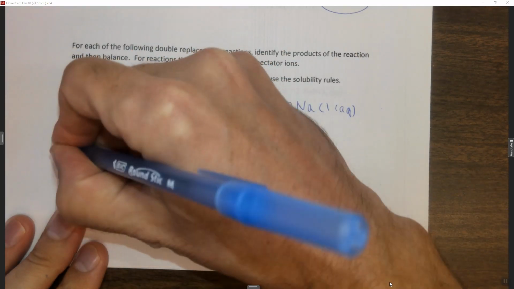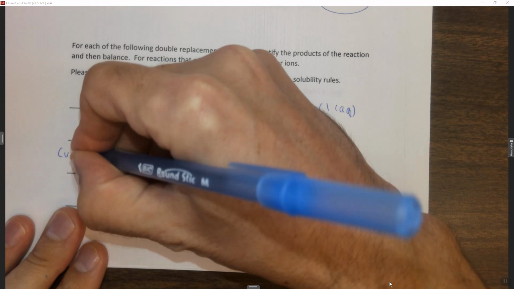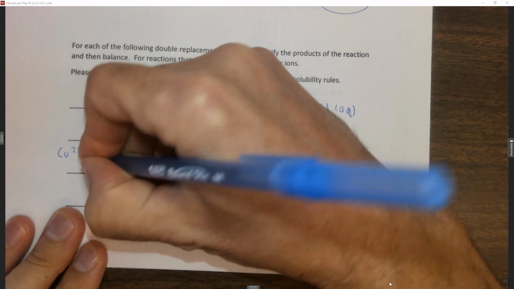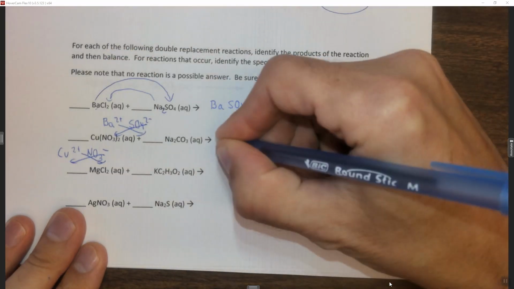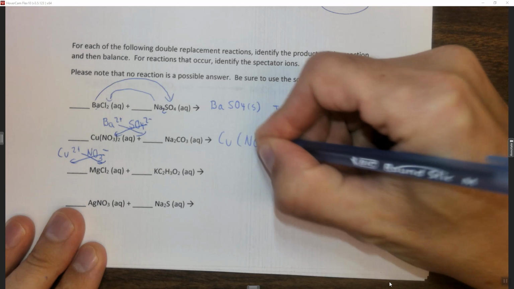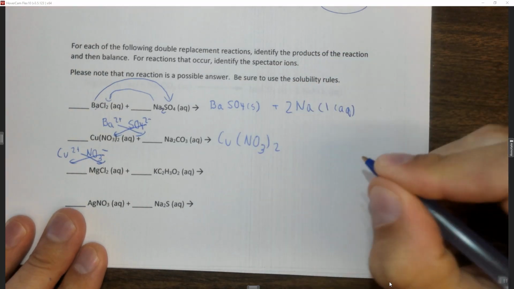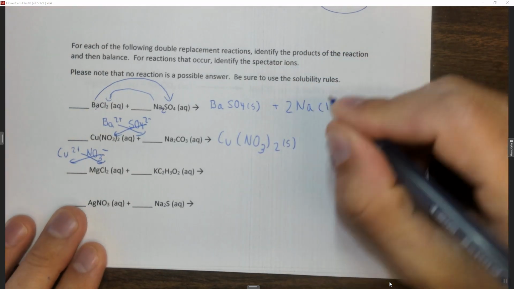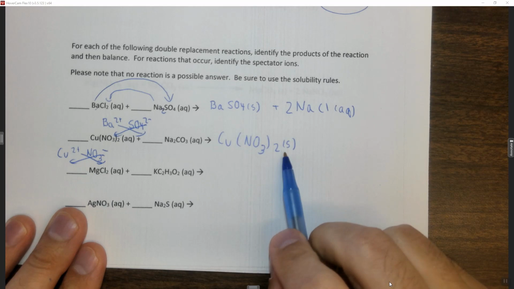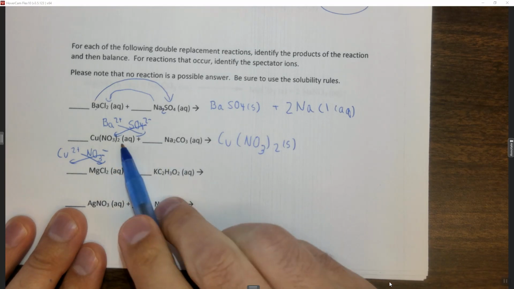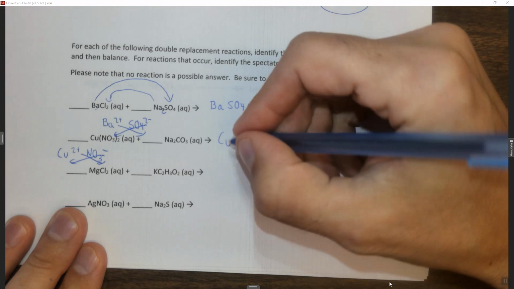So we have Cu2+ and NO3-. Cross them like this, and you get CuNO3 2. This one is solid, because it's not soluble. Then we have sodium and nitrate. What am I doing? I'm sorry, I screwed that up.